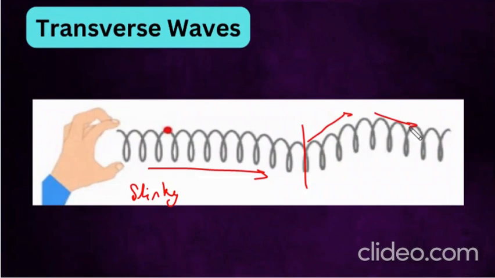This is just an example. So in the transverse wave, particles are not oscillating along the direction of wave propagation. The wave propagates here, in this direction, but the particle motion is perpendicular to it, okay?